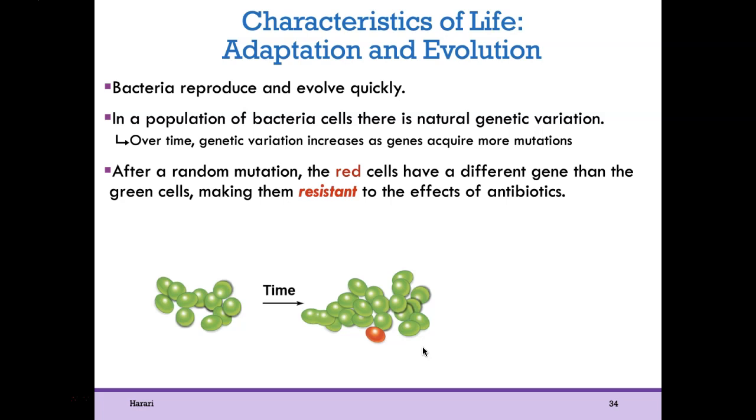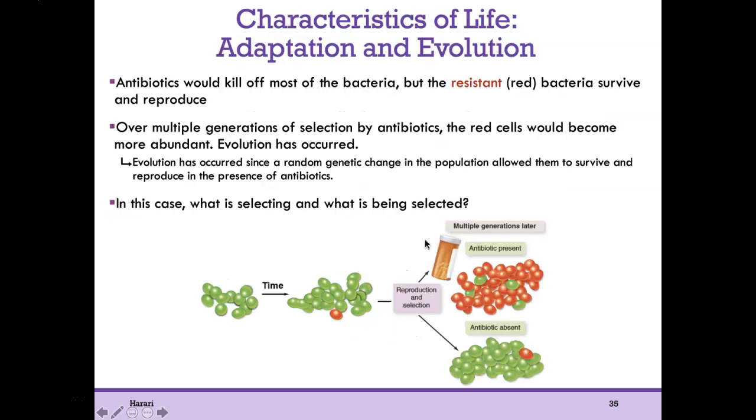So after a random mutation, this red cell happens to have a special gene that makes it different from the green cells. This red cell is resistant to antibiotics. That means that if I expose this entire population of bacteria to antibiotics, the red cell would still survive. It would not be killed by antibiotics. Right? So antibiotics would kill most of the green cells, but the red cells would still survive, and they would survive long enough to reproduce.